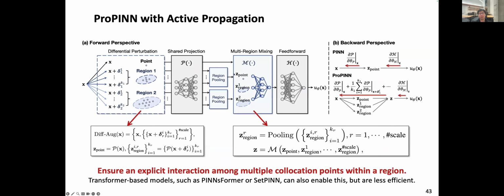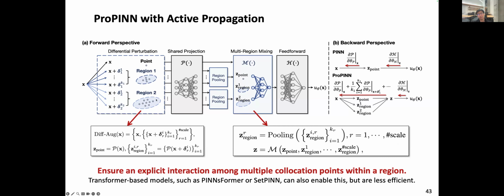Okay, that is about the theoretical part. Next, we ensure a higher correlation for active propagation and propose ProPINN. ProPINN is actually based on a very simple and efficient multi-scale mixing mechanism. It just mixes the representations of different collocation points within multi-scale regions. So this is a very convenient way to ensure the explicit correlation among different collocation points.